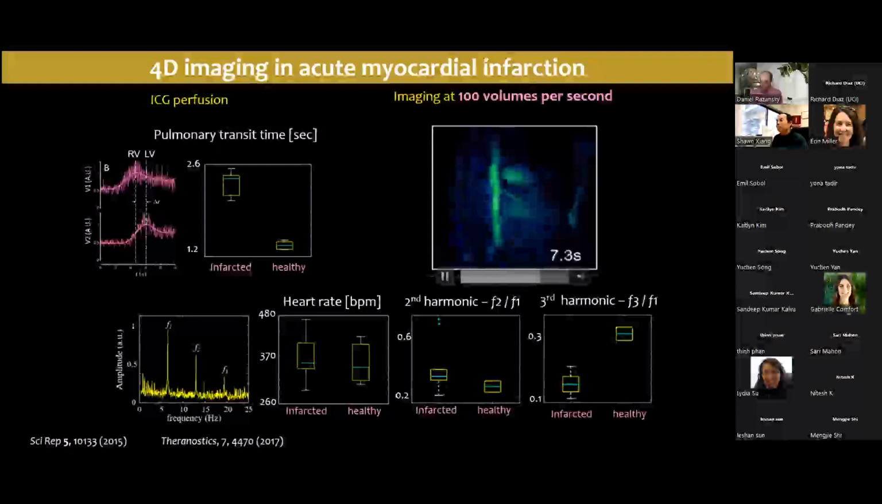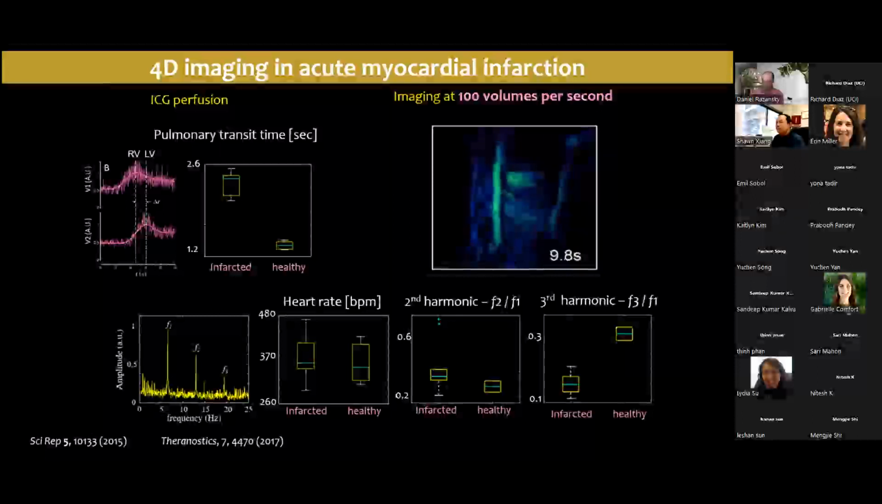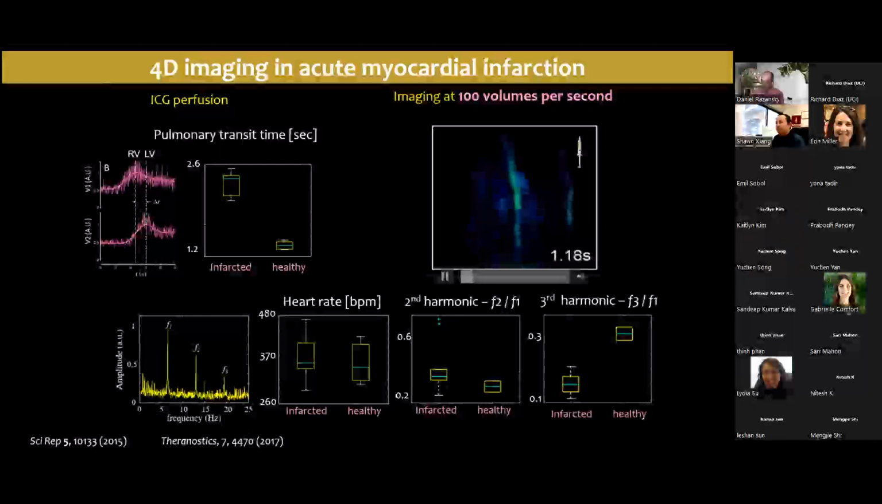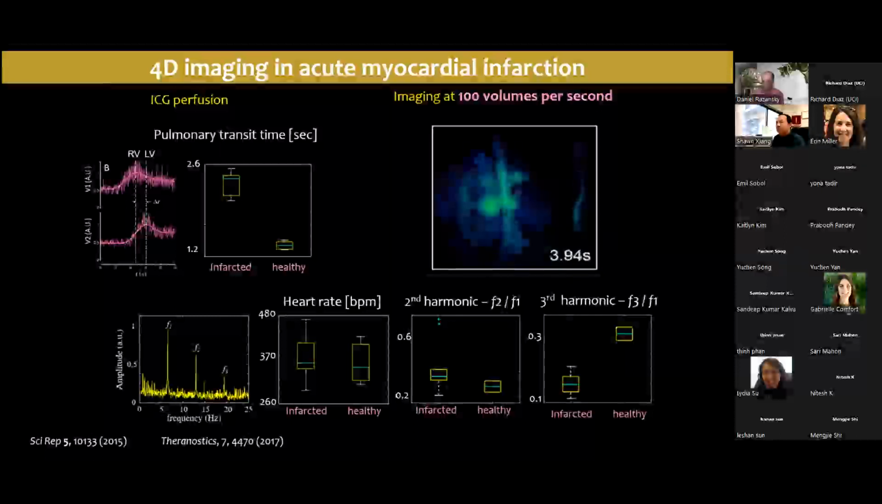So this speed is sufficient to visualize not only the heartbeat, but also perfusion of the indocyanine green contrast agent, which is injected into the blood and propagates through the heart chambers. And in this way, you can start characterizing some functional parameters of the heart, like the pulmonary transit time or some nonlinear parameters of the heartbeat. And this allows to clearly differentiate between abnormal heartbeat in, for example, an infarcted heart versus a healthy heart based on those functional parameters.